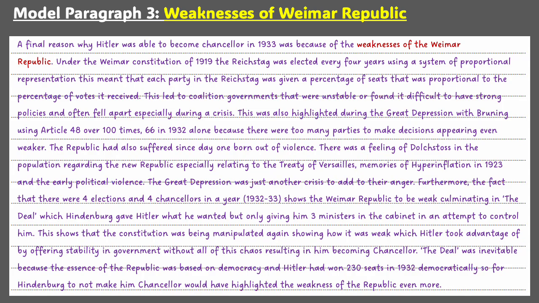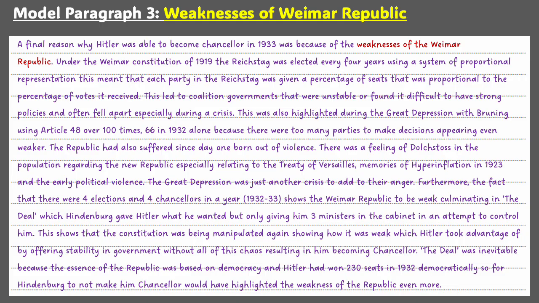Furthermore, the fact that there were 4 elections and 4 chancellors in a year shows the Weimar Republic to be weak, culminating in the deal, in which Hindenburg gave Hitler what he wanted, but only giving him 3 ministers in the cabinet, including himself, obviously, in an attempt to control him. This shows that the constitution was being manipulated again, showing how it was weak, which Hitler took advantage of by offering stability in government without all of this chaos, resulting in him becoming Chancellor.